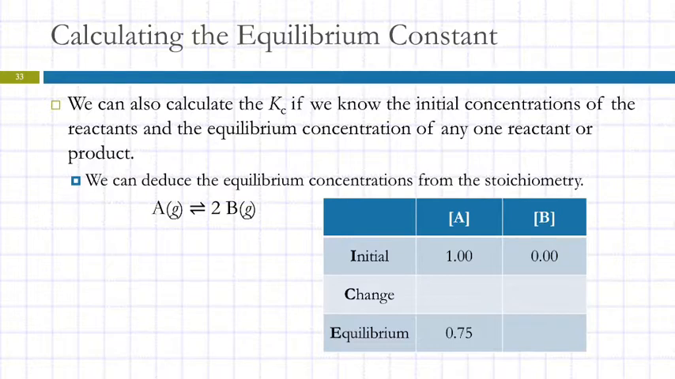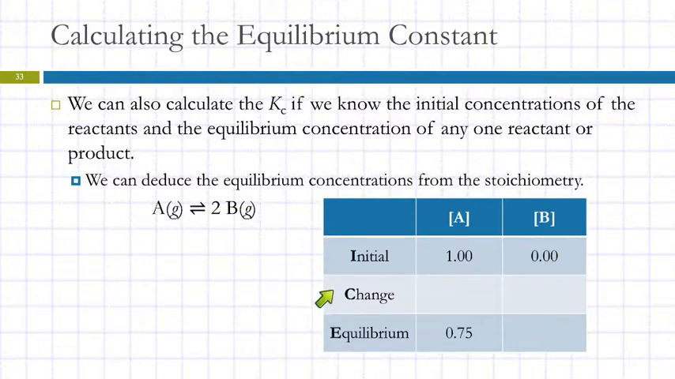So we can also calculate the equilibrium constant if we know the initial concentrations and the equilibrium concentration of one of the species. Could be a reactant or a product. We can deduce the equilibrium concentrations from the stoichiometry. So here's an example. We have A reacting to form 2B.